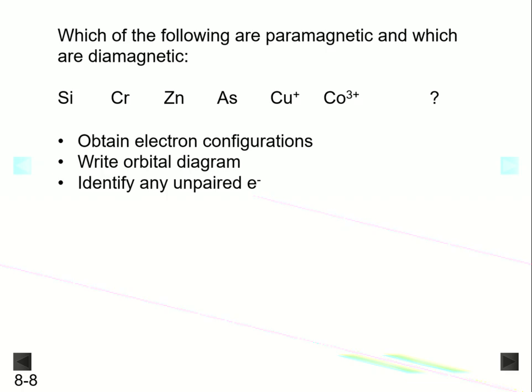If there's an odd number of electrons, of course, the species has to be paramagnetic. But if there's an even number of electrons, then we need to write an orbital diagram to identify whether all the electrons are paired. Now, if there is a filled subshell, for example, s2 or a p6 or a d10, those will all be fully paired, so we would not need to concern ourselves with those. Once we've identified any unpaired electrons, then we can recognize whether we have a paramagnetic or a diamagnetic species.